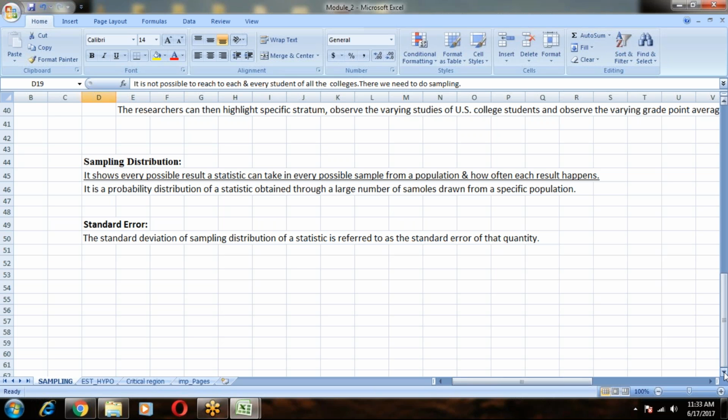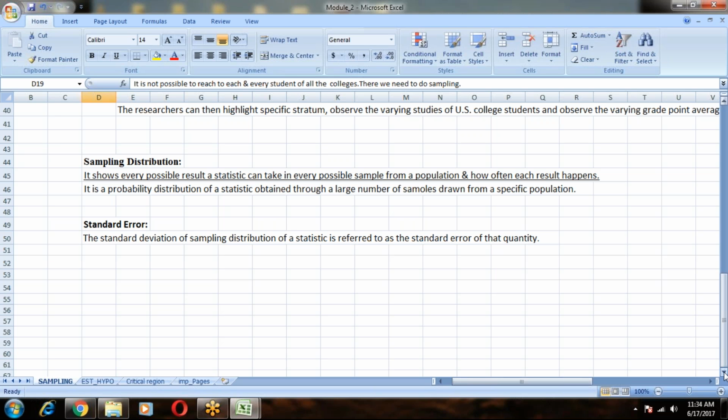That means the conclusion or the decision you are going to make on the basis of that sample is going to be a good one, because the fluctuation is less, the variation is less, the standard error part is less.